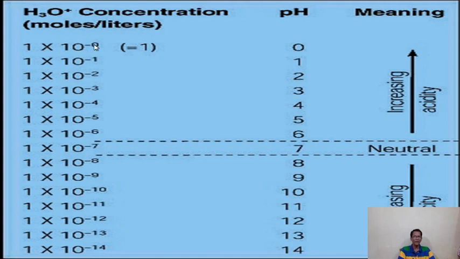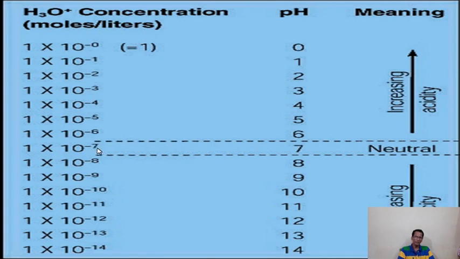You see the data: 10 to the power minus 0, 10 to the power minus 1, 10 to the power minus 2. The value is decreasing, but the pH value is increasing. For the acidic character, this is the H plus ion concentration. As H plus ion concentration is decreasing, let us see 7. This is the neutral solution. 10 to the power minus 7 means neutral solution.